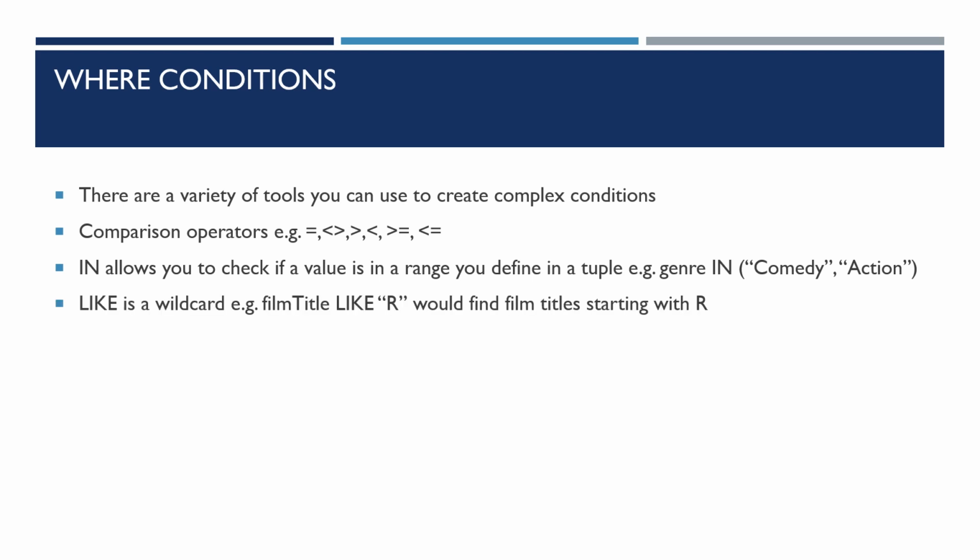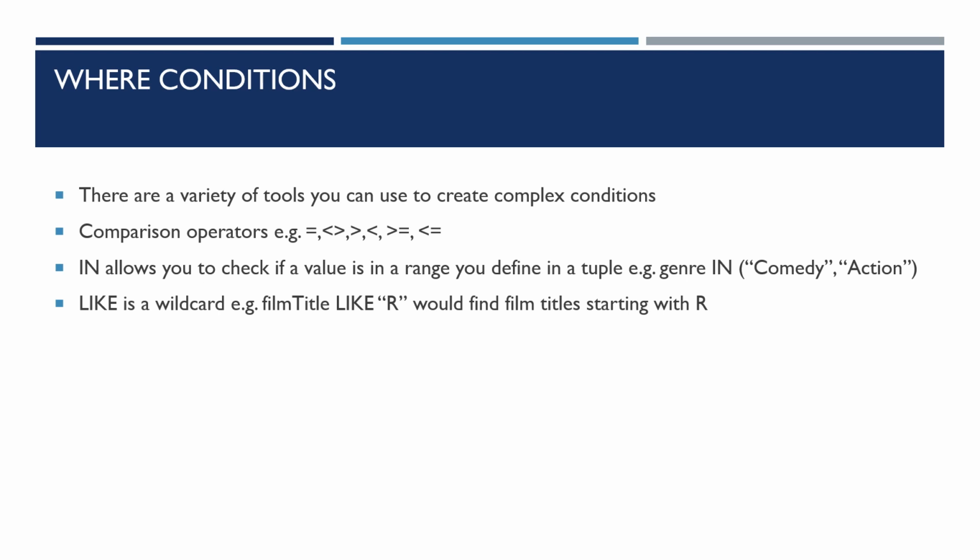Like is a wild card. It means, for instance, film title like R would find film titles starting with the letter R. Sometimes we use a % symbol instead of like, depending on which database system you're actually using.